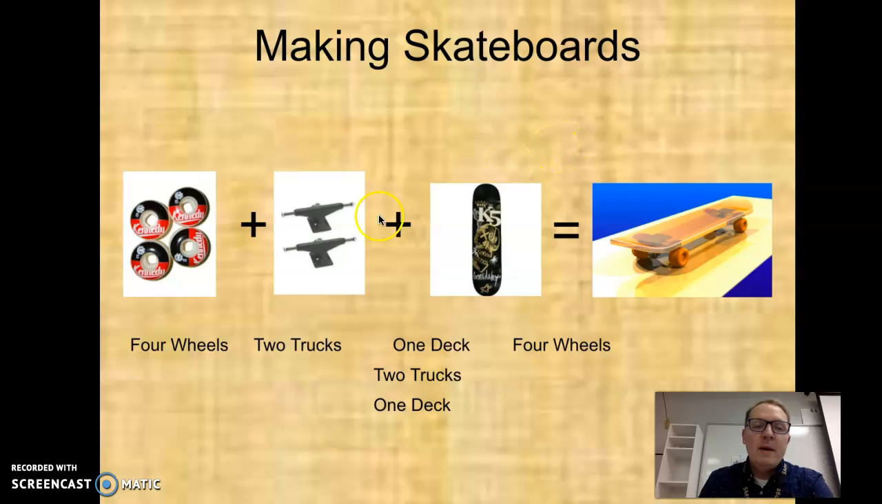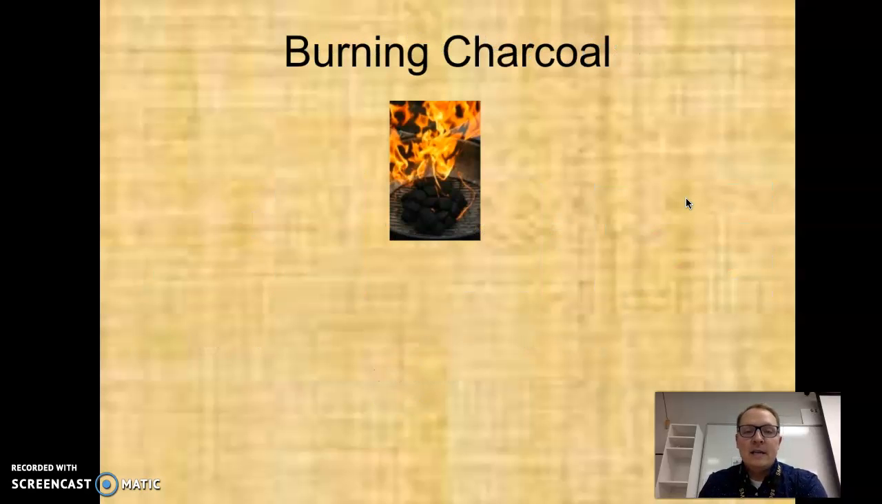Here's an example. If we're making a skateboard, we start off with the parts: 4 wheels, 2 trucks for the wheels to go on, and then 1 deck, right? That eventually equals a completed skateboard. You can't have any extra wheels at the end that we didn't have at the very beginning, and you can't have any pieces missing either. Everything we start off with has to equal everything that we end up with at the very end. And that's the law of conservation of mass. So balancing equations works in exactly the same way.